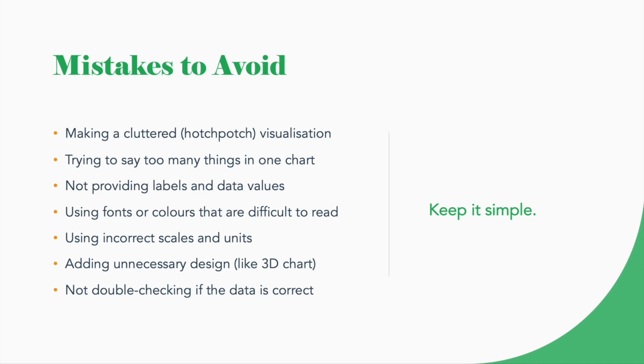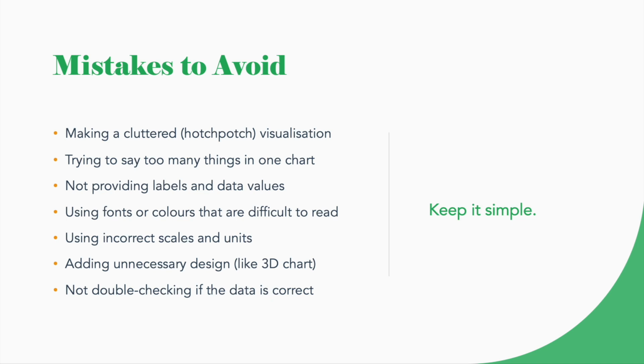Number three, not providing labels and data values, or using fonts or colors that are difficult to read, and using incorrect scales and units. As we saw, the y-axis scale should be appropriate, it should be correct, otherwise the meaning can change. And second last, adding unnecessary design like a 3D chart. A 3D chart looks different, but that's not why you should use it, because if it changes the interpretation of your data, then that is not helpful, even though it looks different.